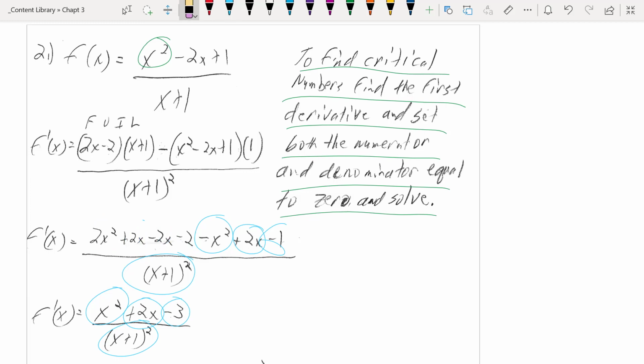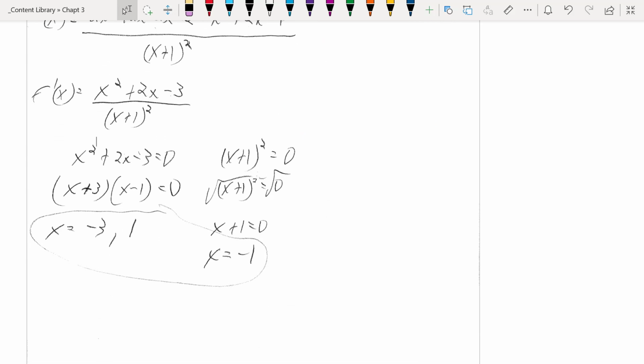So now go ahead and find your critical numbers. You're going to go ahead and set both the numerator and the denominator equal to 0 and solve each one separately. So that's what I do right here. I'm going to go ahead and take this numerator, set equal to 0. And notice x squared plus 2x minus 3, I got to factor it. So it's going to factor down to x plus 3 times x minus 1. So when I FOIL that out, I get x squared, 3x, negative x, positive 2x, negative 3. So that's factored, set equal to 0. Now set each one of these equal to 0 and solve it. So you get your critical numbers at negative 3 and 1.